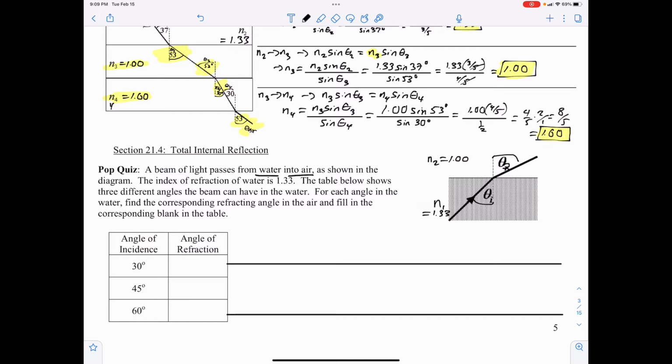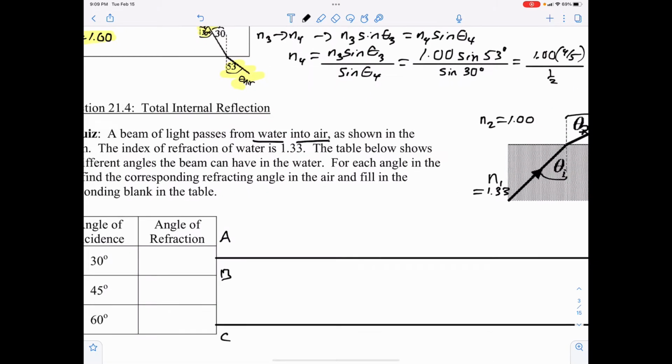The table below shows 3 different angles the beam can have in water. For each angle in the water, find the corresponding refracting angle and fill in the corresponding blank. So we're going to call this part A, part B, and part C. So let's go ahead and do that. For the first one, the equation we're using is N1 sine theta 1 equals N2 sine theta 2. Now, in order to solve for theta 2, you have to solve for sine of theta 2 first, and then take the arc sine of both sides.